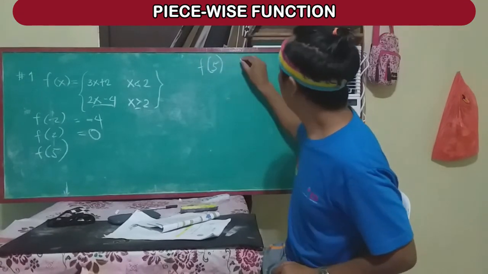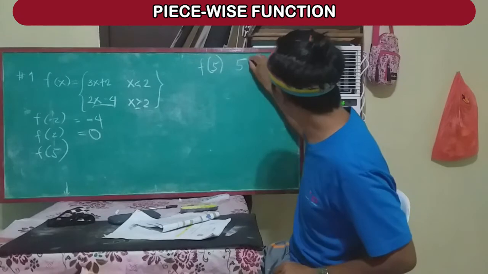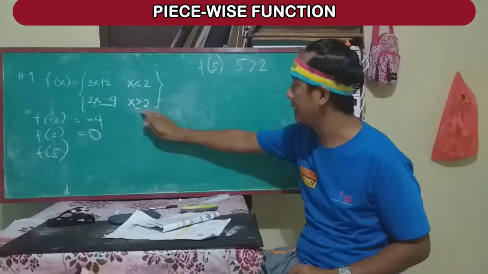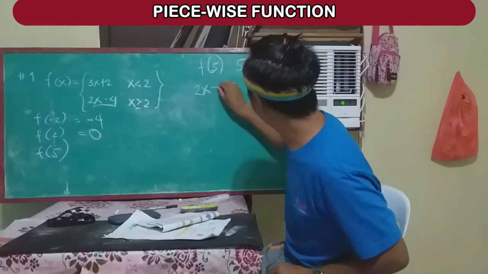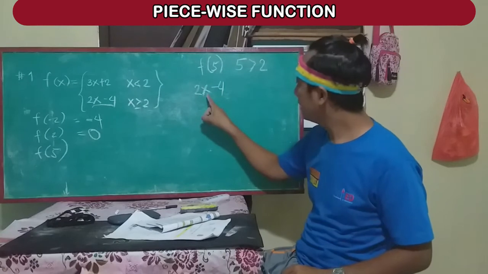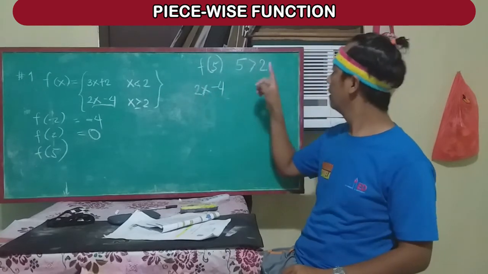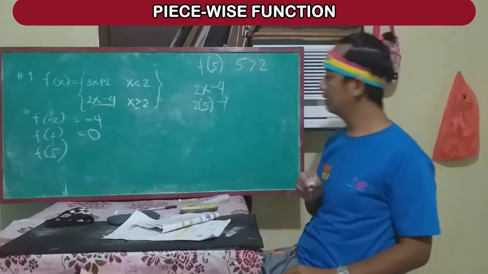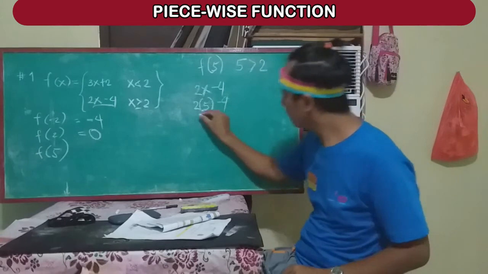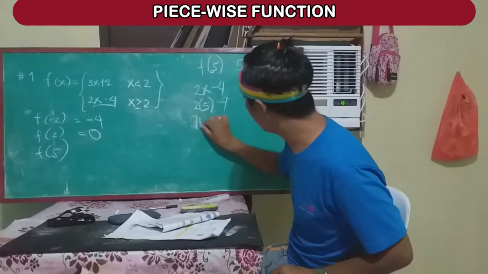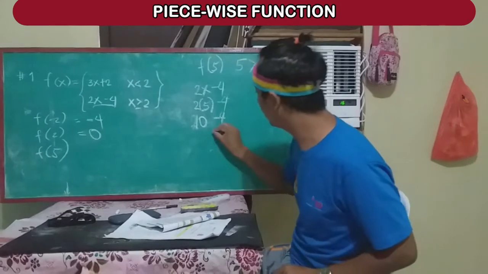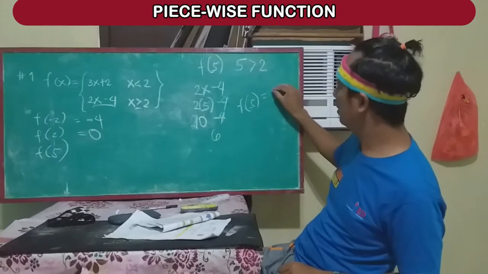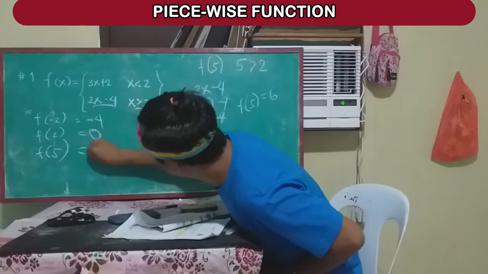f of 5. 5 is greater. Mas malaki siya sa 2. Ito siya. Diba? Dito tayo. So, gagamitin natin 2x minus 4. Susunod dyan, itong x papalitan mo ng 5. So, 2 times 5 minus 4. Ano yan? 2 times 5 is equal to 10 minus 4. 10 minus 4 is equal to 6. Ngayon, f of 5 is equal to 6. Sagot dito, 6.